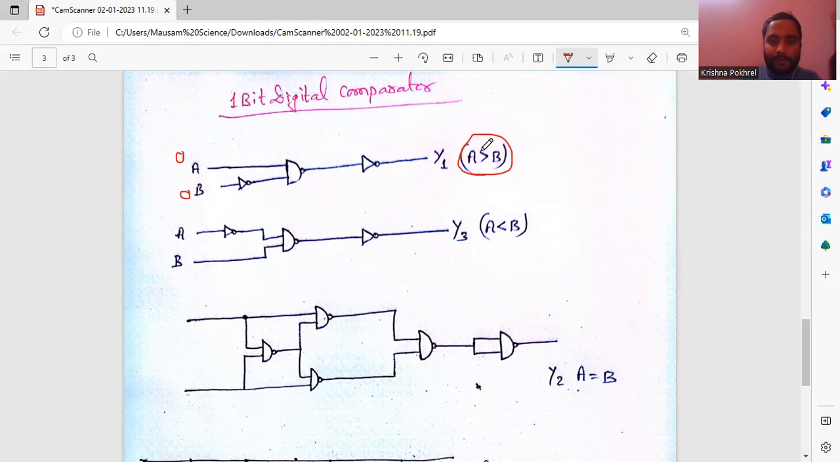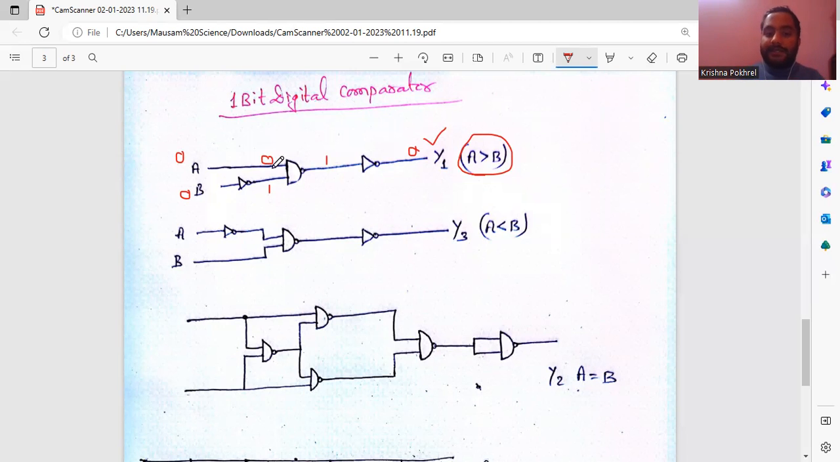In this case, what will be the output? If A and B are equal, 0 comes here, and this 0 will be converted to 1. This 0 comes here, 1 comes here, and with 0 and 1 the output will be 1, because this is a NAND gate. If any one input is 0, the output will be high. If both inputs are high, then only the output will be 0. So in this case the output will be 0 because there is a NOT gate, so there is no output. That means A is not greater than B. So this gives a high output only when A is greater than B.